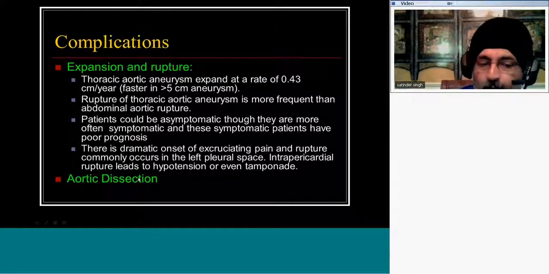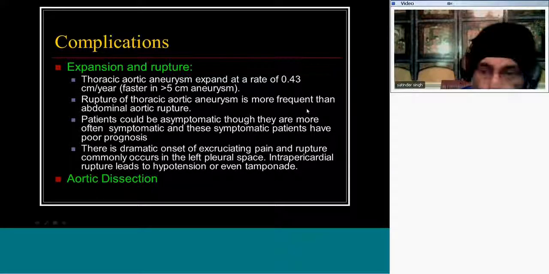The dreaded complications are commonly dissection, gradual expansion and rupture. The thoracic aortic aneurysms expand at a rate of 0.43 centimeters per year. If it is faster, and as the aneurysm size increases, after 5 centimeters this rate increases. That's why you have to keep a watch on a larger aneurysm by doing frequent studies.